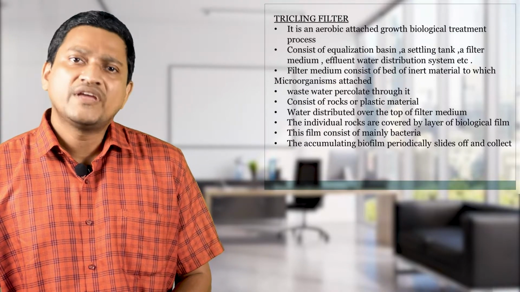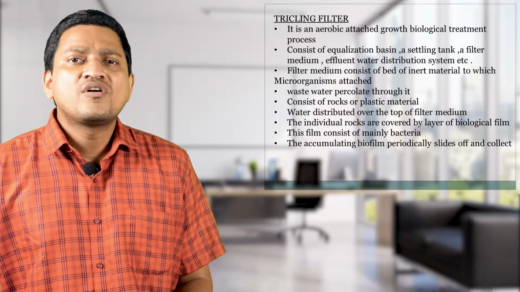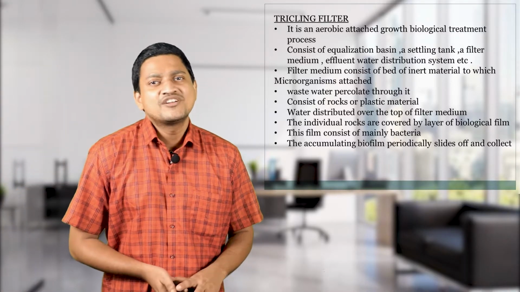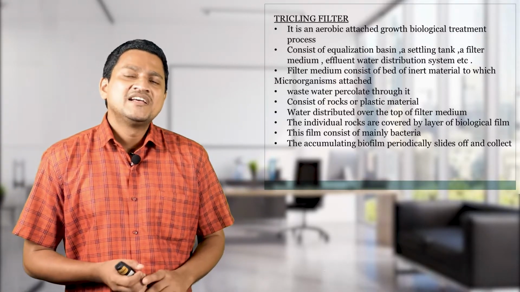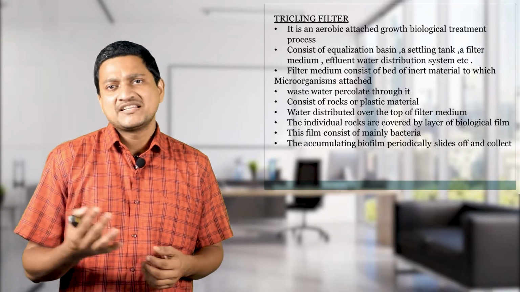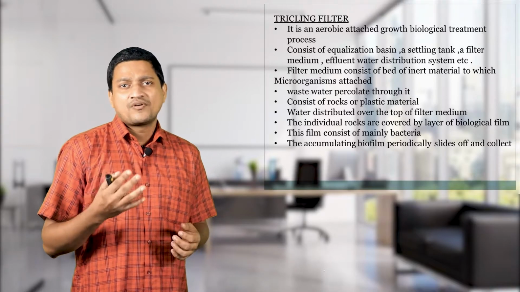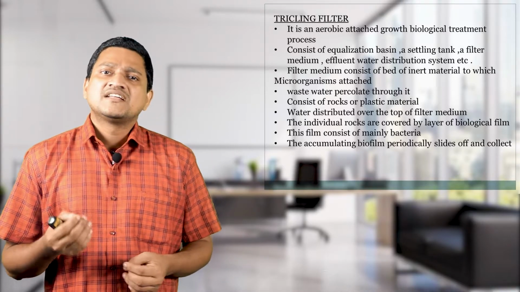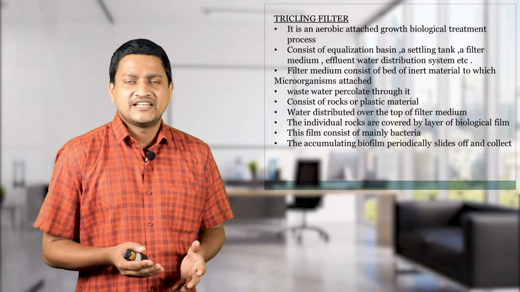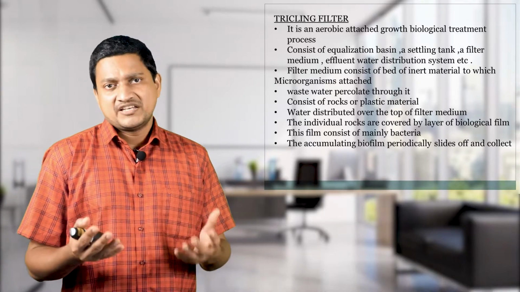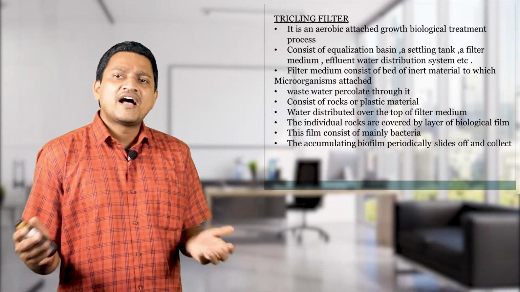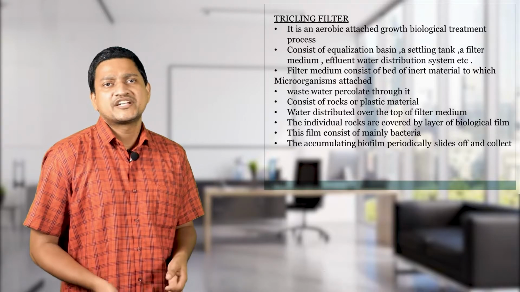Wastewater percolates through it. The medium consists of rock or plastic material, that is pebbles. Water is distributed over the top of the filter medium. The individual rocks are covered by a layer of biological film, that is bacteria that attach to the rock or any plastic material. This film consists mainly of aerobic bacteria. The accumulating biofilm periodically slides off and is collected. That is the process of the trickling filter.